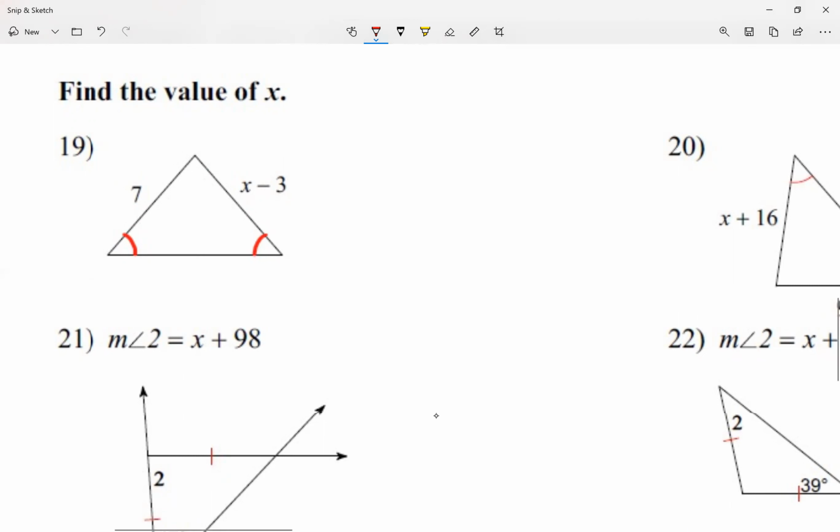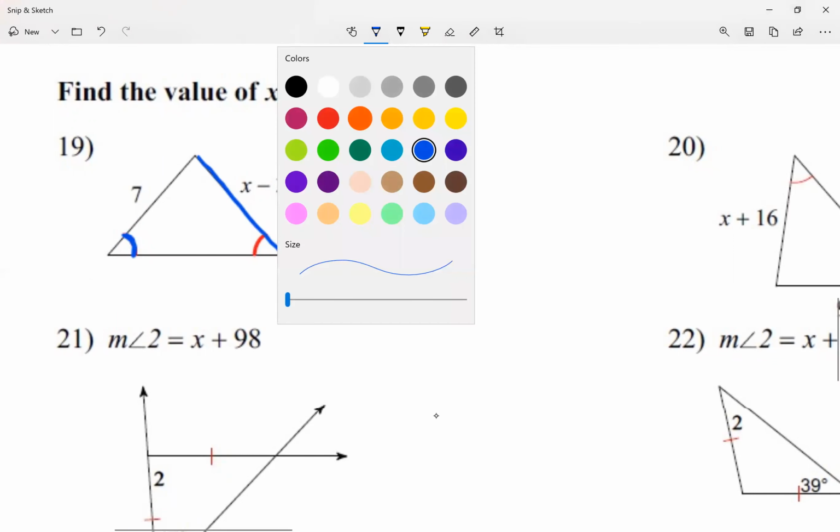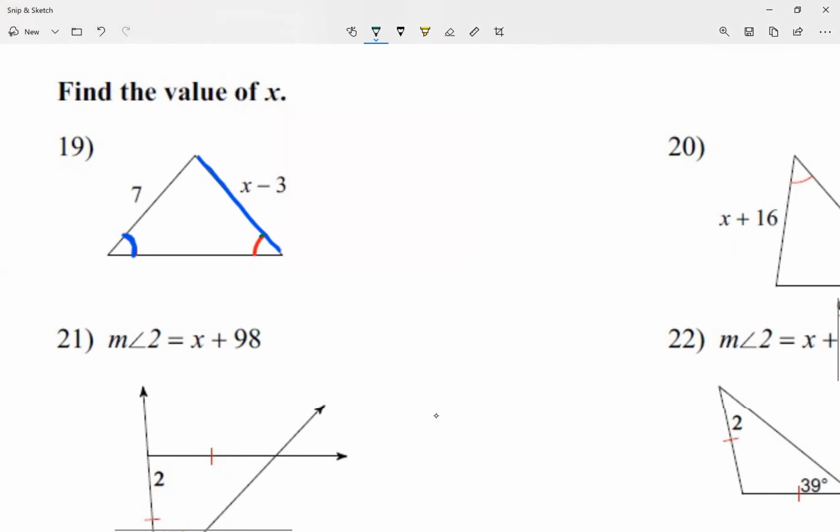Now, one thing I want to do real quick. Notice how this angle, let me color it blue, is opposite to this side. But then, I'm going to go in green. This angle is opposite to this side. Now, because I said those two angles are equal, shouldn't I assume that the two sides are equal? Pretty much. If two angles are equal, two sides are equal.